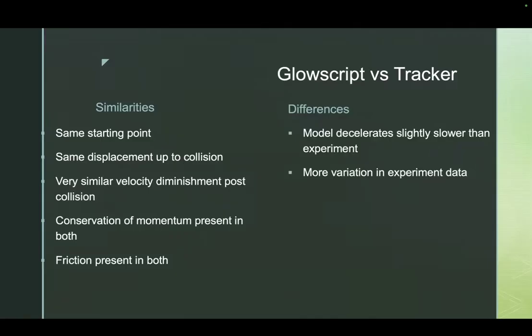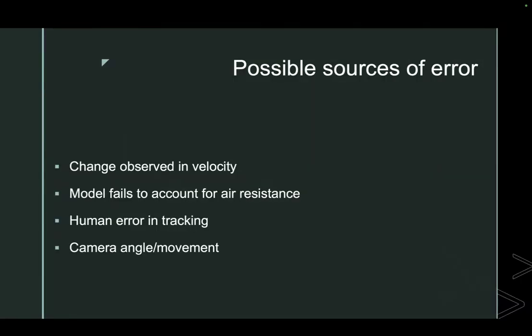So, GlowScript versus Tracker. The similarities are that they have the same starting point, the same displacement up to collision, very similar velocity diminishment post-collision, conservation of momentum is present in both as expected, and friction is present in both. Now, for the differences, the model decelerates slightly slower than the experiment, and there's more variation in experiment data.